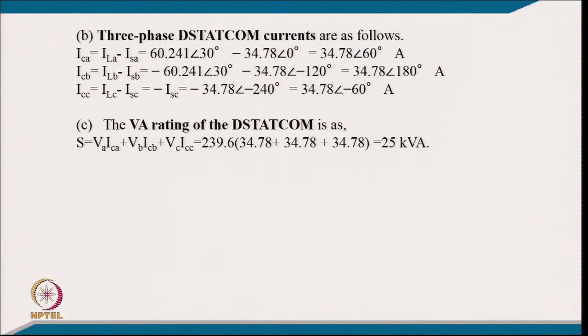And the 3-phase D-STATCOM current we can find out from the relation: load current minus the supply current, that will be the compensator current. So, it comes 34.78 ampere, then the others also 38 and 34.7 ampere, of course, at different angles correspondingly. And the VA rating of this we can calculate from the phase voltage multiplied by the respective current, adding together. So, it comes to around 25 kVA or so.